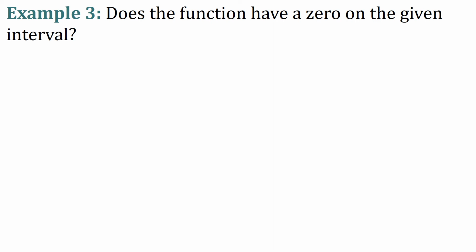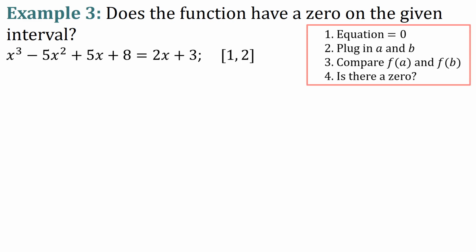Does the function have a 0 on the given interval? Well, I gave you the function x cubed minus 5x squared plus 5x plus 8 equals 2x plus 3. The interval is 1, 2. Here are our steps from the other side. First, our equation must equal 0. Well, right now our equation equals 2x plus 3. So I need to subtract 2x from both sides and I need to subtract 3 from both sides. Once I do that, I get x cubed minus 5x squared plus 3x plus 5 equals 0.